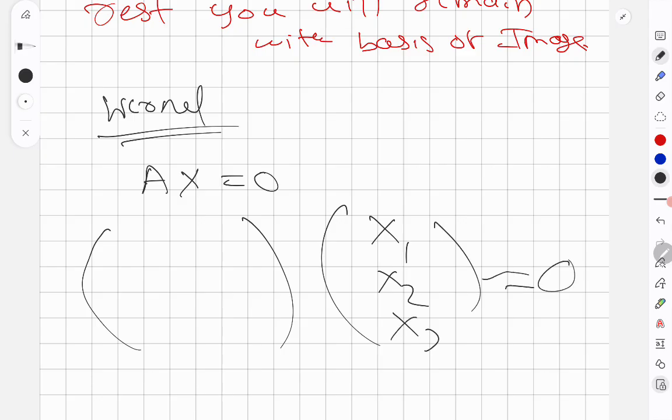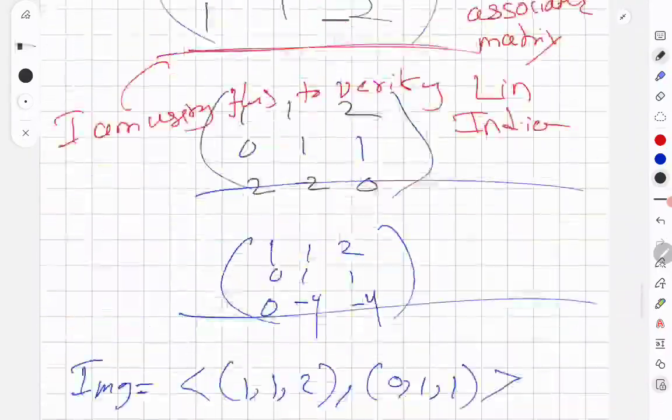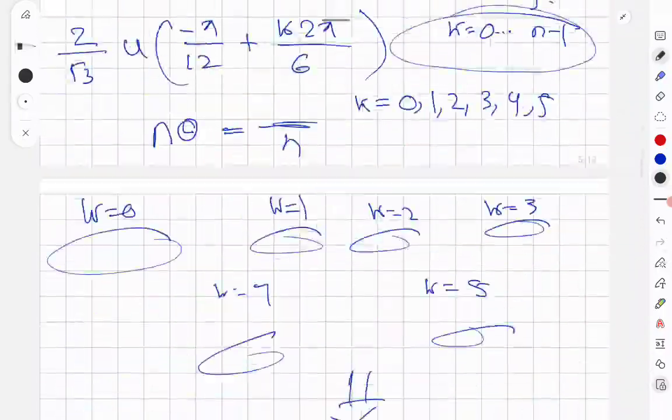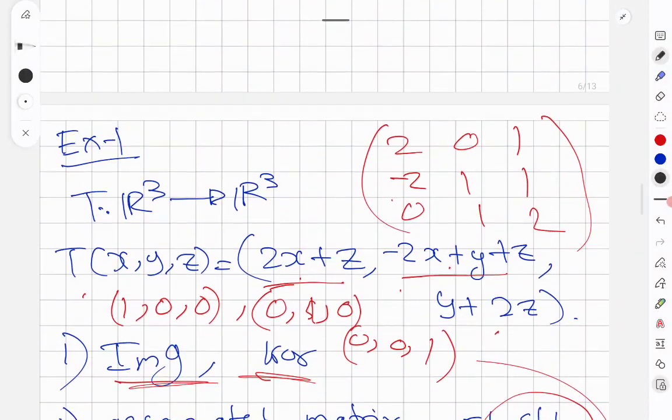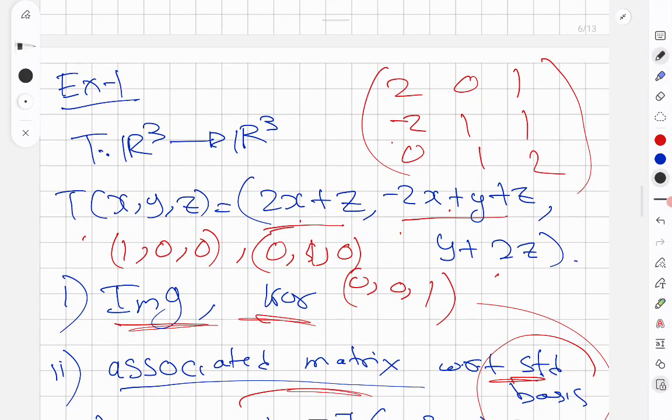So with the associated matrix, you have x1, x2, x3 equal to 0. By doing this you are doing the same thing as over here, where you are equating everything to 0, right? It's the same thing. If you take the associated matrix times x1, x2, x3 and equate that to 0, it's the same.